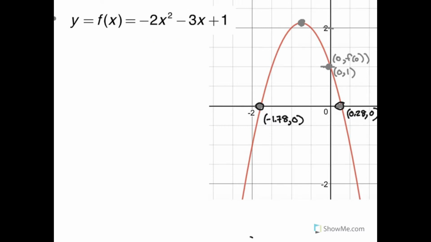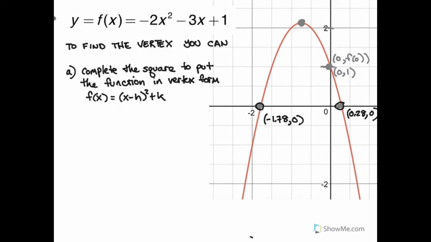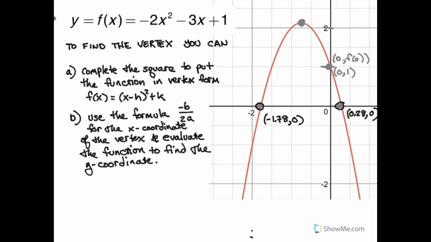The last point we want to consider is the vertex. So there's a couple different ways to find the vertex. One way that's not very popular with students is to complete the square, to put the function in vertex form. So then I could read the vertex h, k from the function. Another way is to use the formula negative b over 2a to find the x-coordinate, and then you can evaluate the function to find the y-coordinate.